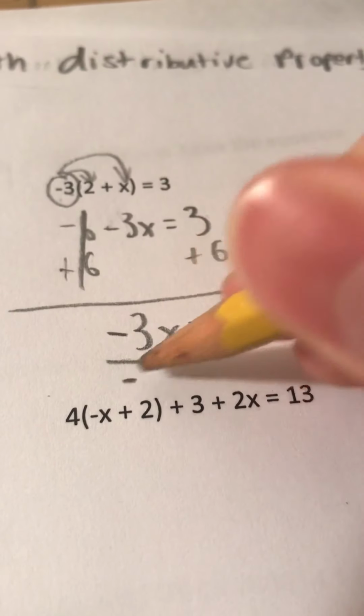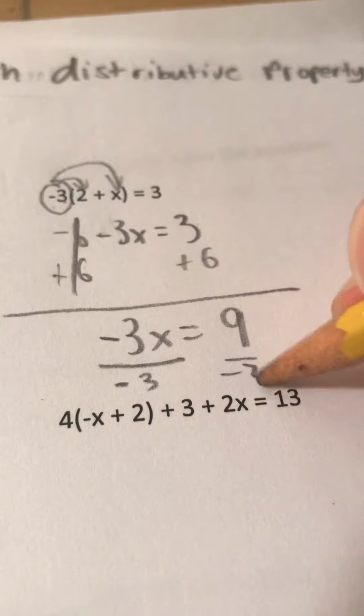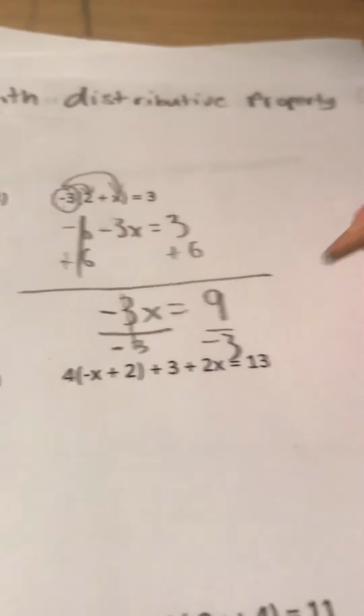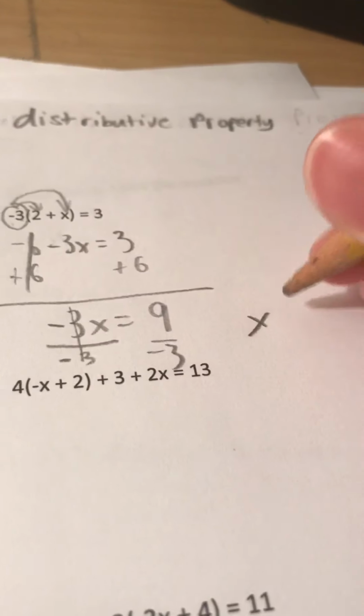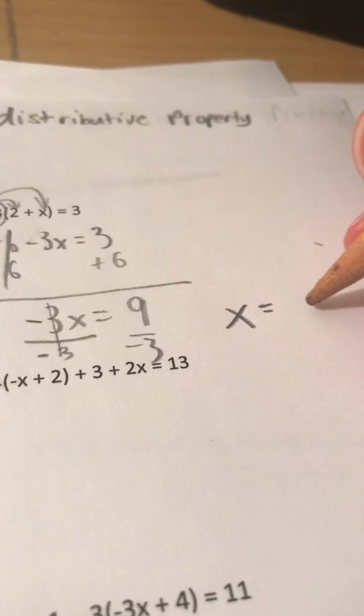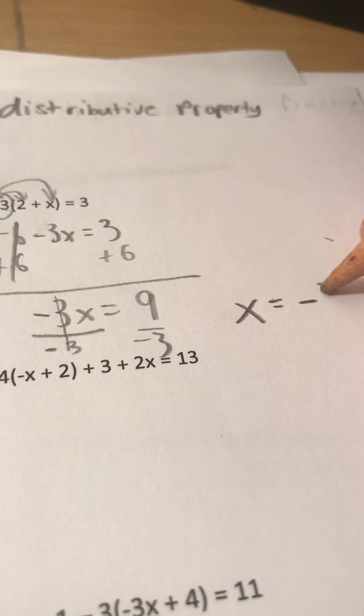So I'm going to divide both sides by -3. On the left side, the -3's cancel out. I'm going to rewrite it over here, leaving me with just the x. On the right side, 9 divided by -3 is, if you put it in your calculator, -3.